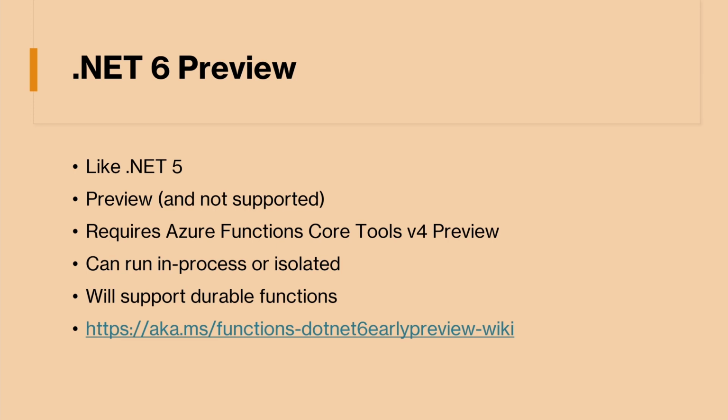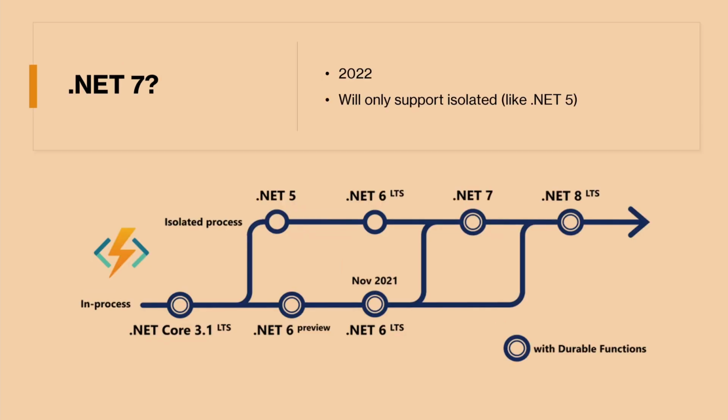Interestingly, we can run in process or isolated. So .NET 3.1 was in process, .NET 5 was isolated, .NET 6 is going to offer both options. And because of that, it will support durable functions as well. So that's all sounding pretty encouraging. If you want to have a play around with it, then that link will take you to the wiki page, which guides you through all the manual steps you need to do to get all the bits installed to work with this. It's not too hard if you can follow instructions, but it's not as simple as file new project at the moment.